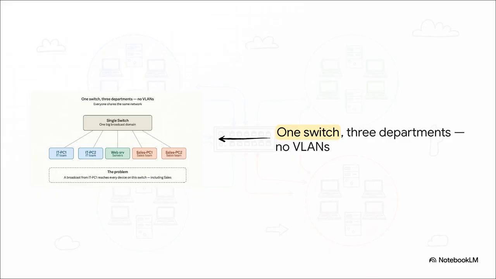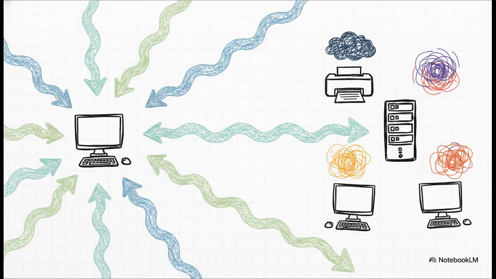Picture a standard flat network. We've got one single switch and three entirely different departments plugged right into it: IT, servers, and sales. Because they're all sharing the exact same physical hardware without any special configuration, they're sharing the exact same network space. Basically, they form one big, incredibly noisy broadcast domain. And let me tell you, that flat design quickly turns into a massive headache.